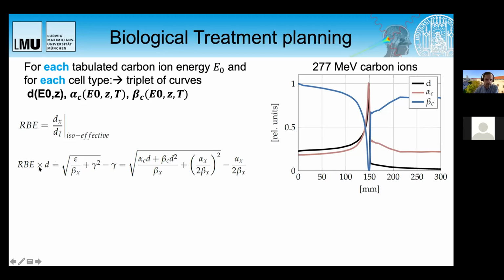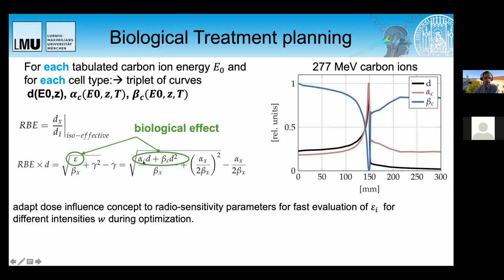which is the RBE weighted dose, is a function of the square root of epsilon, and epsilon is now the biological effect. This is the most important part, and this is also highlighted here in the second equation. So this is the interesting part. Here we have our carbon ion based data coming into play. The remaining parameters are simply constants and refer to the photon world. So we now have to compute these parameters for each pencil beam during treatment planning.